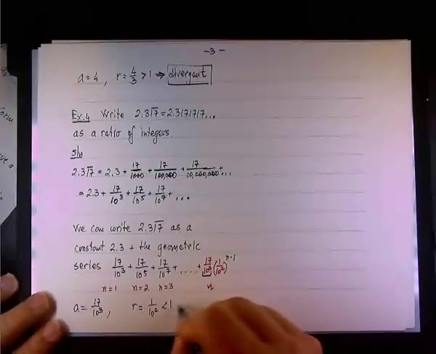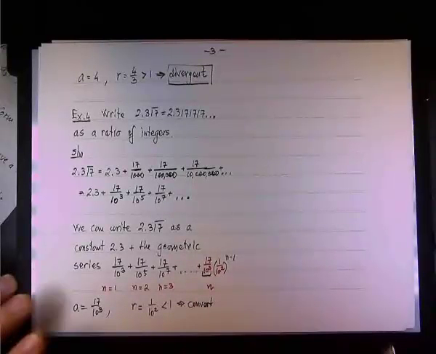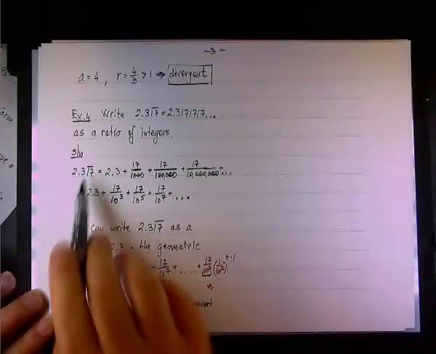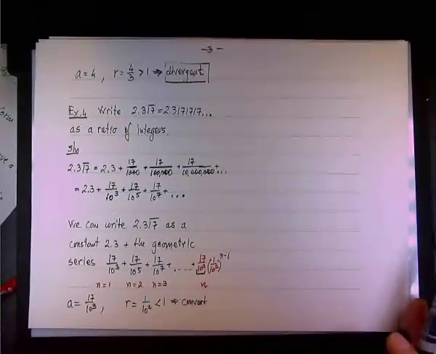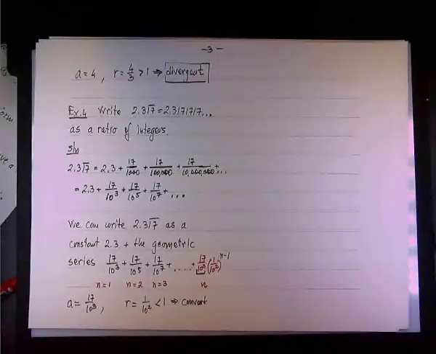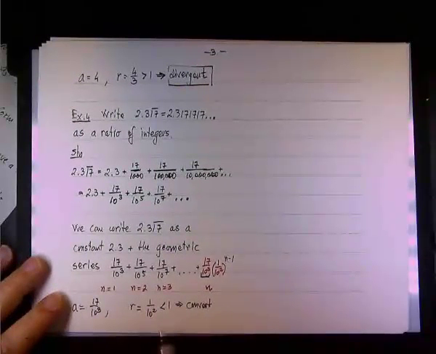First of all, we see that this is convergent, right? R is less than 1, so this is convergent. This is a duh comment. You know what I mean by duh? This is a number, 2.3171717. It doesn't blow up, so we know it's a constant. We know that this has to be a convergent series. So that was like, oh, well, we knew that.